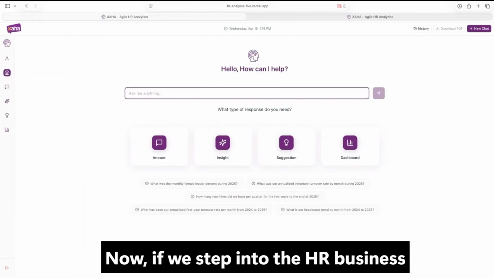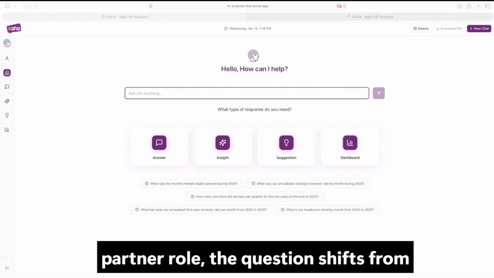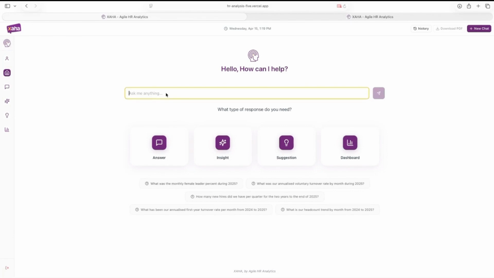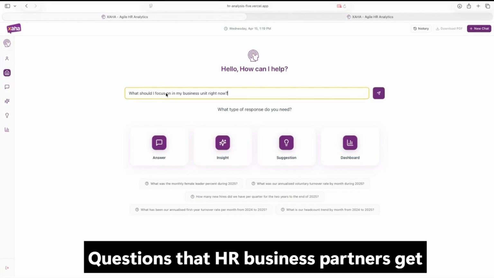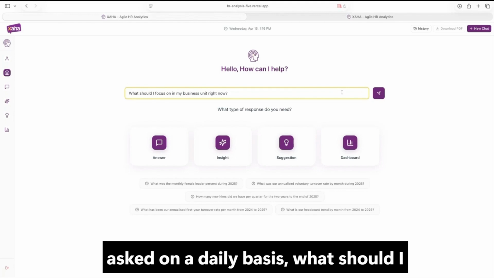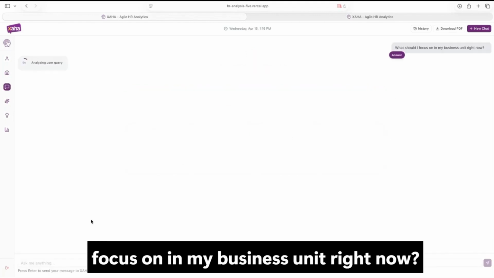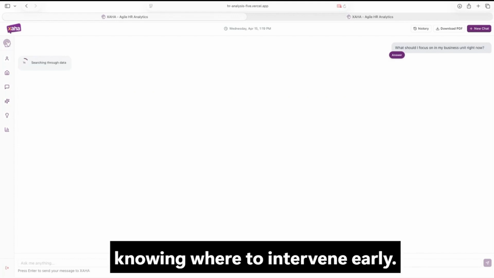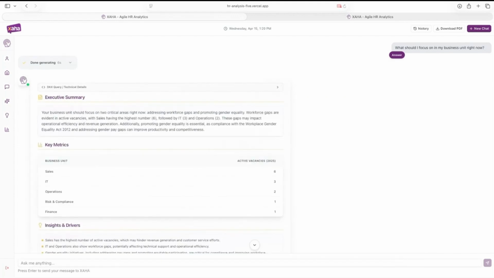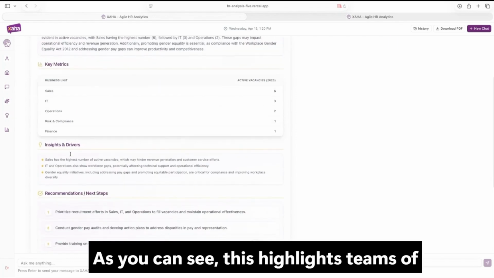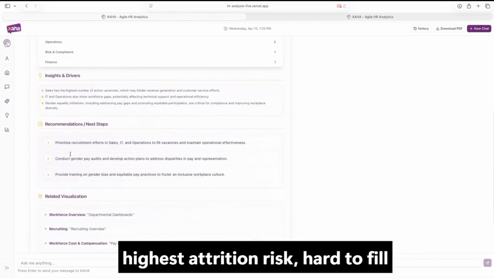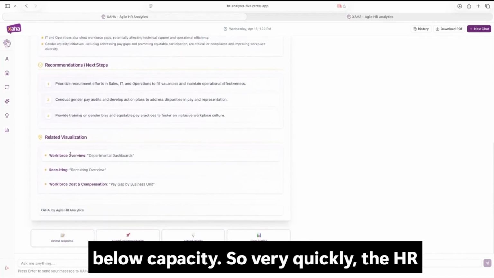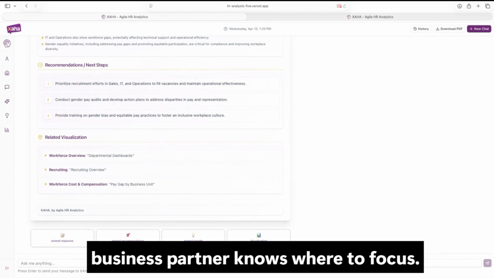Now, if we step into the HR business partner role, the question shifts from visibility to action. Questions that HR business partners get asked on a daily basis: what should I focus on in my business unit right now? For a HR business partner, this is about knowing where to intervene early. As you can see, this highlights teams with highest attrition risk, hard to fill roles, parts of the business operating below capacity. So very quickly, the HR business partner knows where to focus.